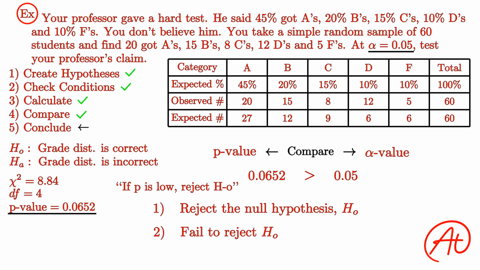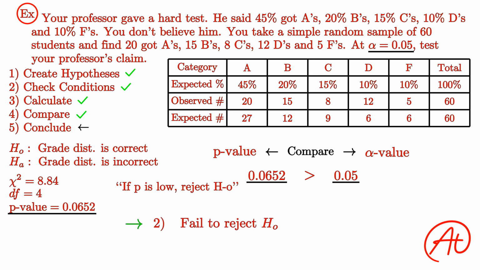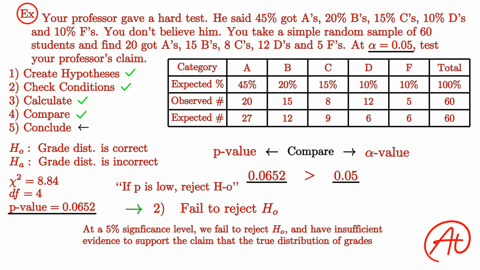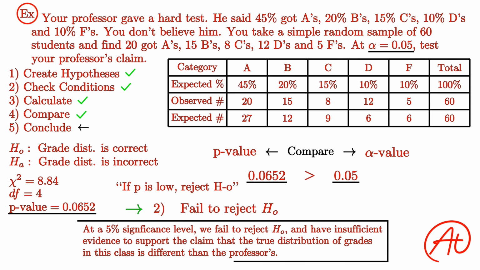For our example, the p-value of 0.0652 was greater than our alpha value of 0.05, so we would fail to reject our null hypothesis. To put this in context of the problem, we could say at a 5% significance level, we fail to reject the null hypothesis and have insufficient evidence to support the claim that the true distribution of grades in this class is different than the professor's. Okay, so that's how you do a chi-square test for goodness of fit.